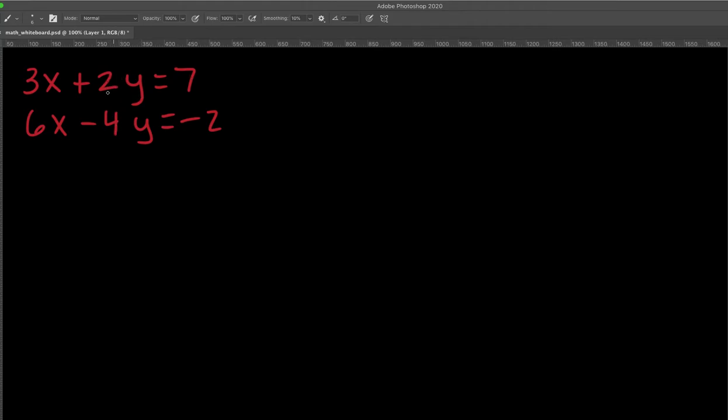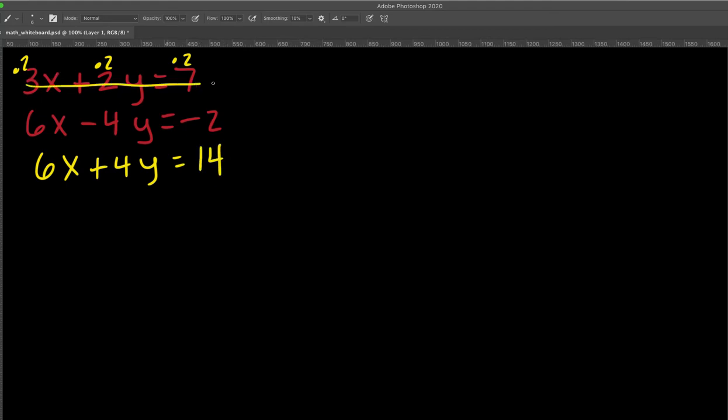Now, because our y's already have opposite signs, I'm going to say that's going to be a little bit easier. So to turn this 2 into a 4, all we'd have to do is multiply everything by 2. And then they would be opposite. It would be 4 and negative 4. So I'm going to do that. I'm going to multiply every piece of the top one by 2, and I'm just going to write it down here. So I get 6x, and then I get positive 4y, and then I get 14.